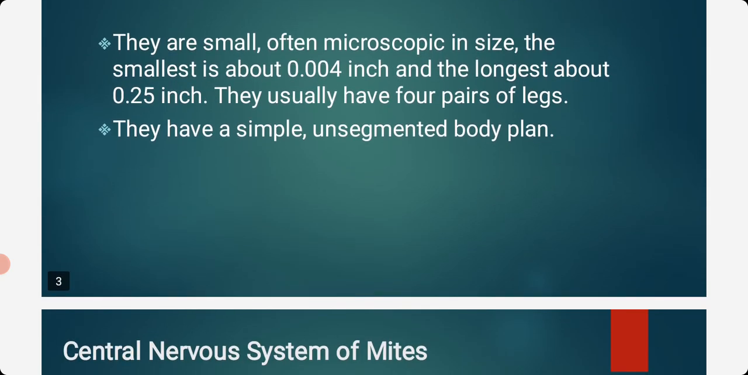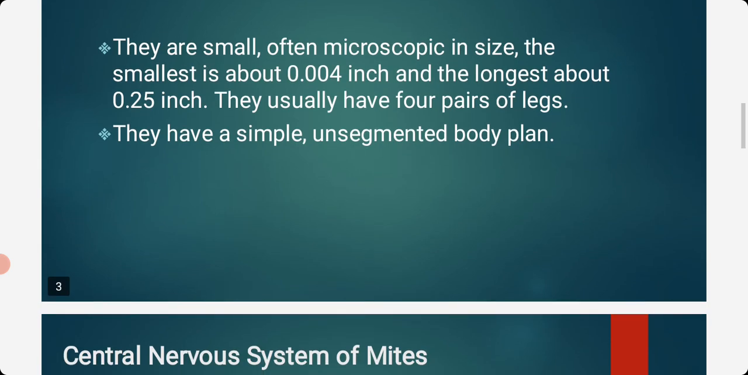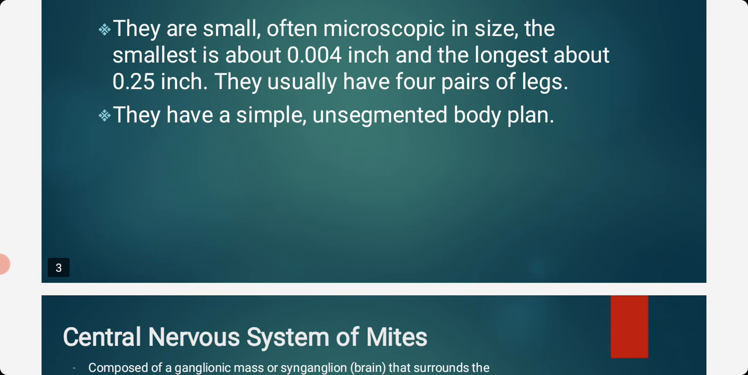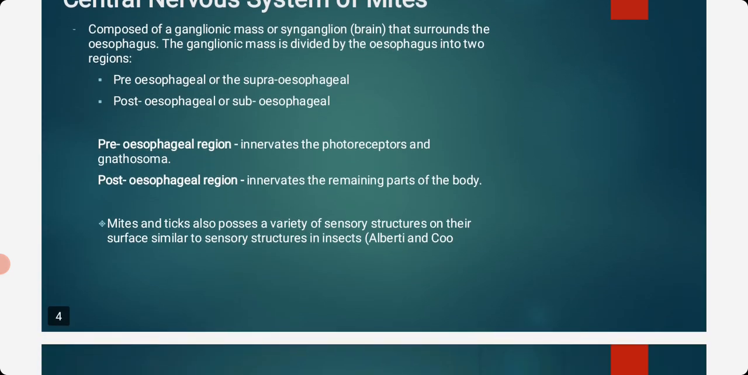Next is that mites are very small. They are small, often microscopic in size. The smallest is about 0.004 inches and the longest is about 0.25 inches. They usually have 4 pairs of legs. They have a simple unsegmented body plan. So that is mites.